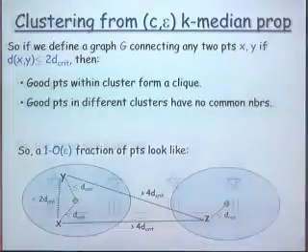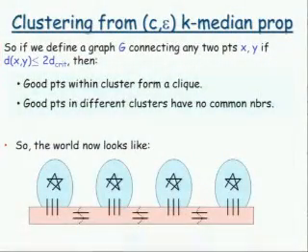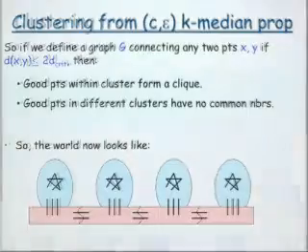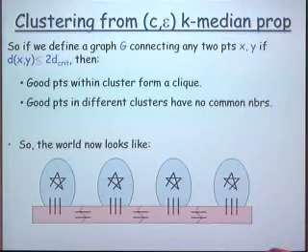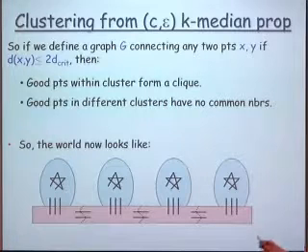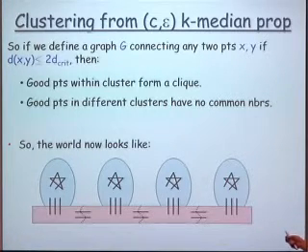And so that means that basically the world will look like this. So the good points are going to form cliques in the graph G. These are the good sets depicted over here. Now, good points might connect to bad points, and bad points might connect to bad points. However, any bad point will only connect to one good set, because we know that any two good points in different sets are at distance at least 4 times D critical of each other.